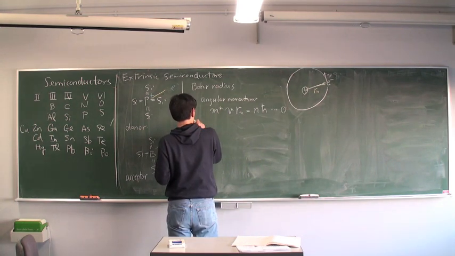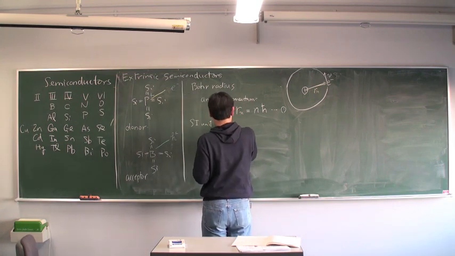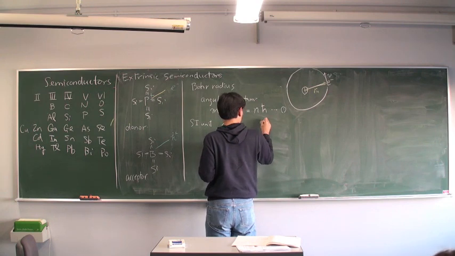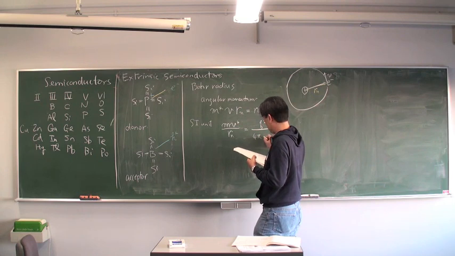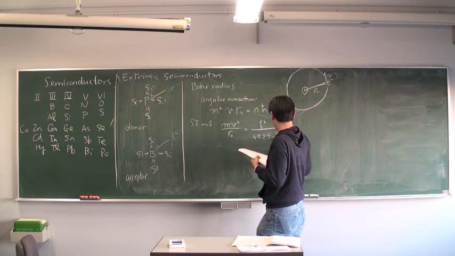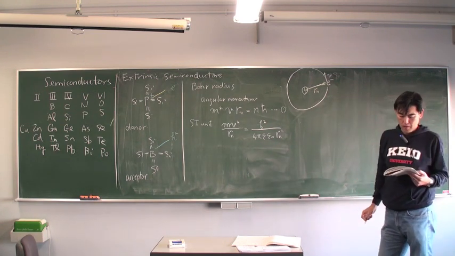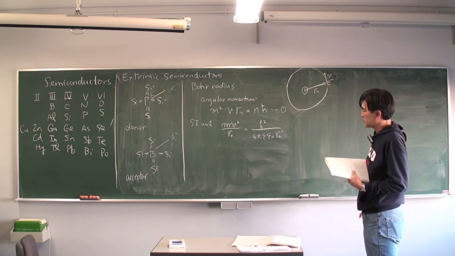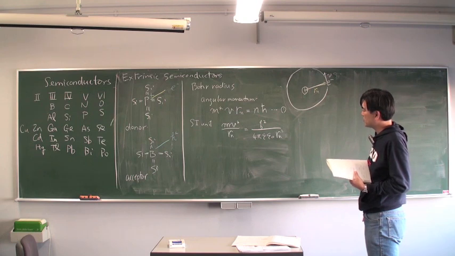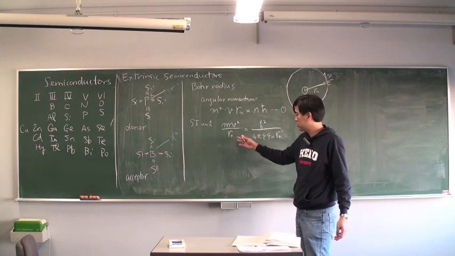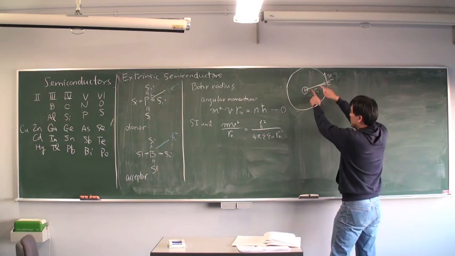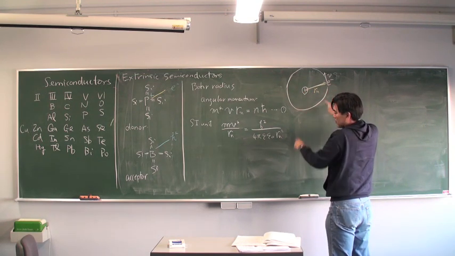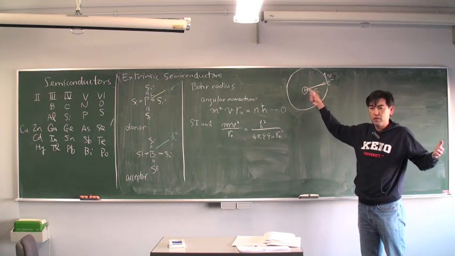And in SI units, we get m v square over rn equals q square over 4 pi epsilon epsilon 0 rn square. What I am doing is, of course, making two parts equal. This part is the Coulombic attractive force. One q comes from the positive charge, the other q comes from the negative charge, and they attract to keep them together.